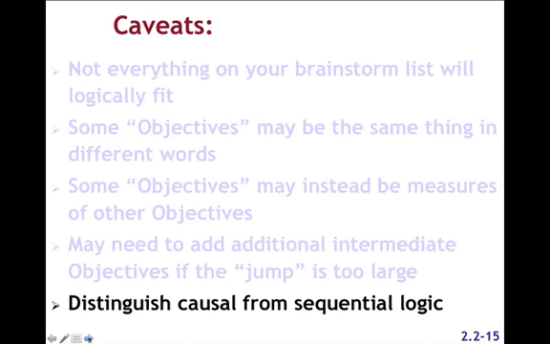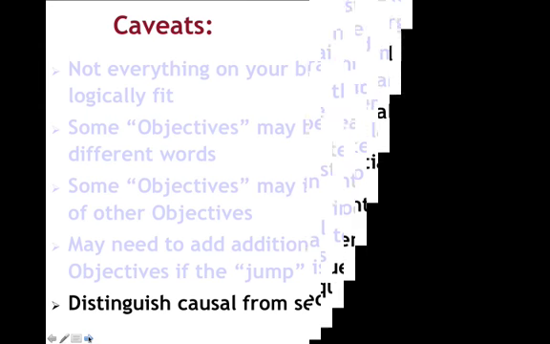And finally, distinguish causal from sequential logic. Causal logic means that A causes B to happen, or at least contributes to it, whereas sequential logic says that B happens after A, but not necessarily because of it. It's a subtle distinction, but once you master this, it'll truly make you strategic. We see in bar charts and Gantt charts a lot of sequential logic, but we seldom see causal logic, and that's the key to connecting what your project can accomplish to the higher level objectives that really motivate the effort.